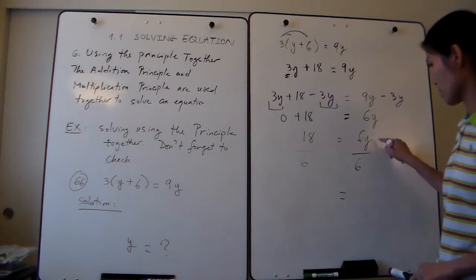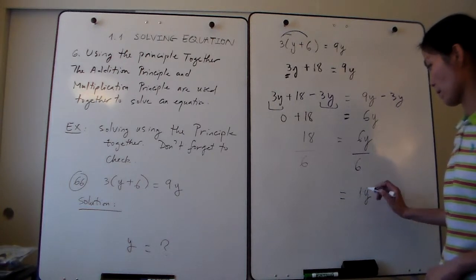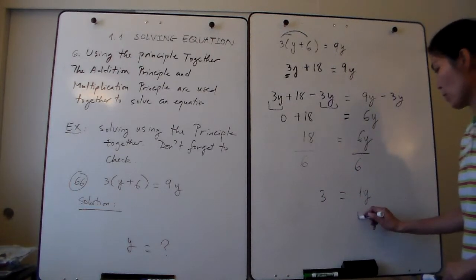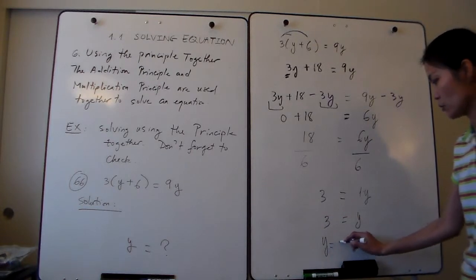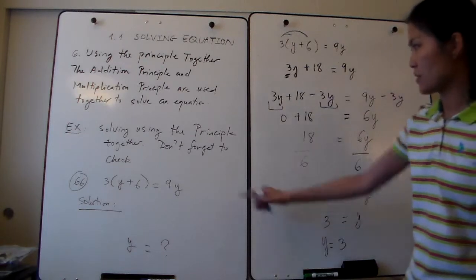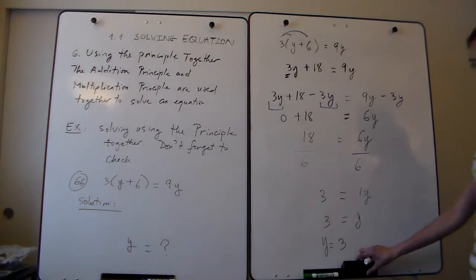So 6y divided by 6 is 1y. 18 divided by 6 is 3. 1 times y is y equal 3. So the answer is y equal to 3. Okay? It says here, don't forget to check. So make sure you check this solution.